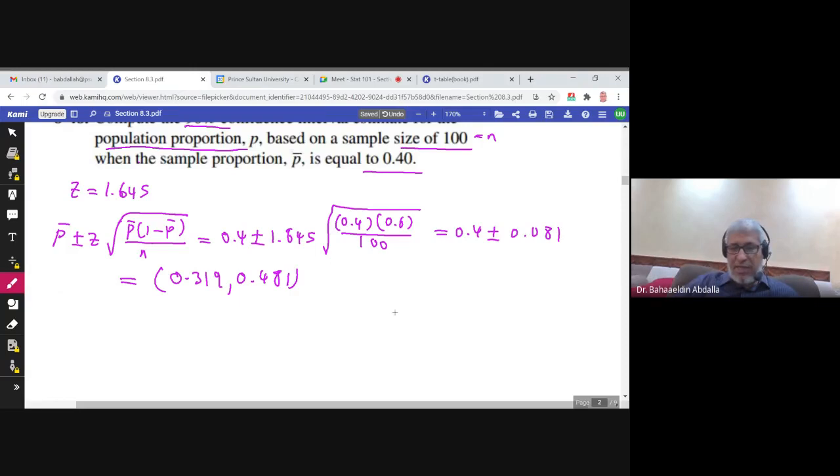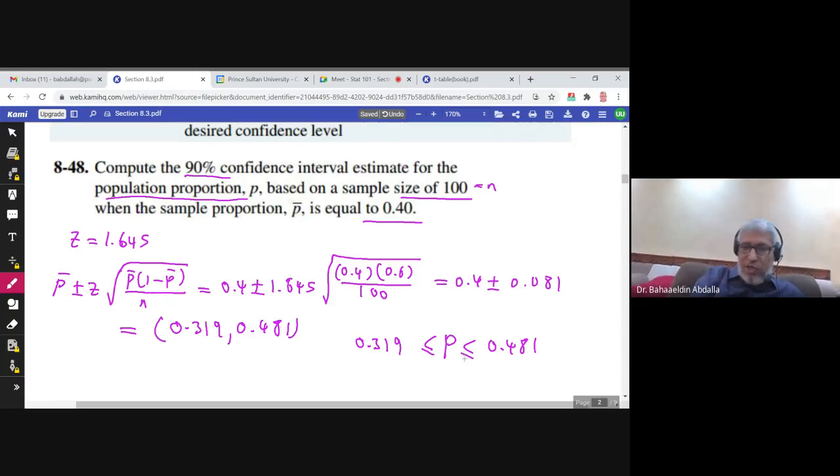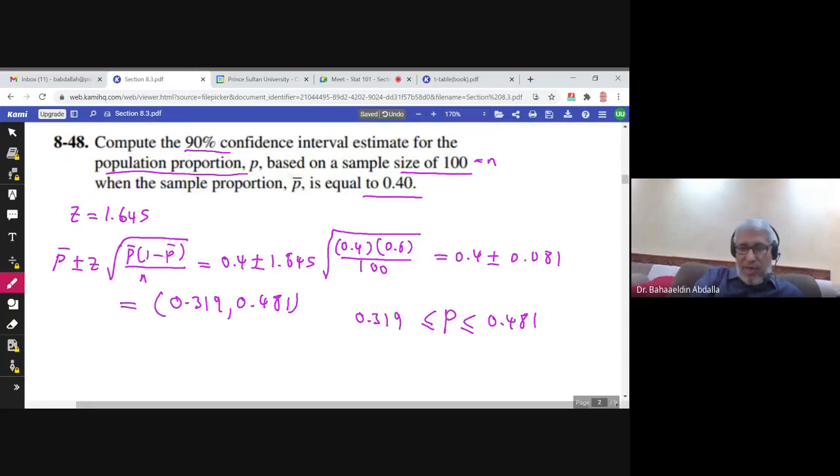You can say that P is between 0.319 and 0.481. So we used the sample proportion to estimate the population proportion, and we are 90% confident that the population proportion will be between these two numbers under this given information.